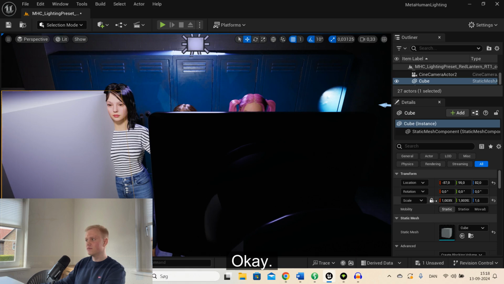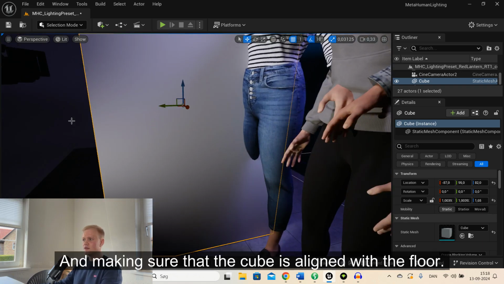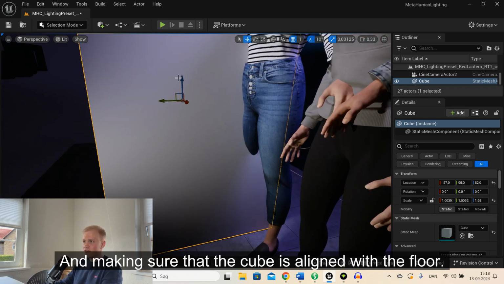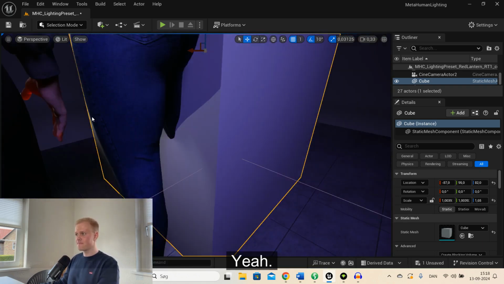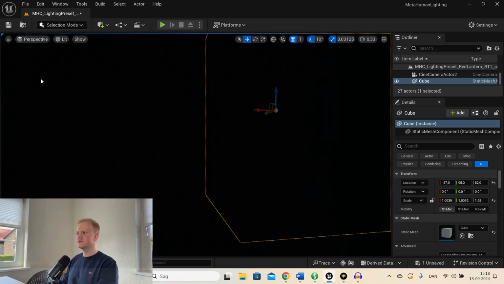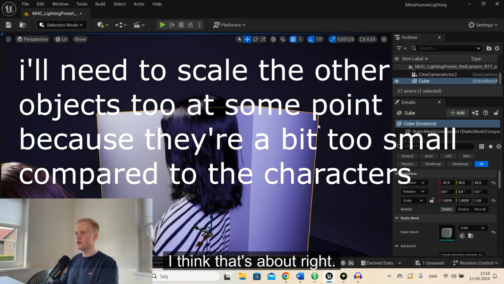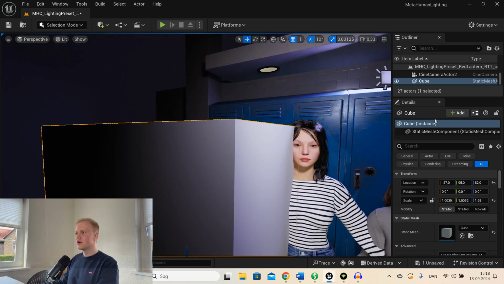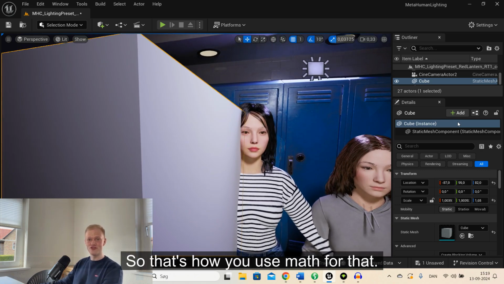Let's try Daisy, 165, was it 165? And making sure that the cube is aligned with the floor. Yeah, I think that's about right. Yeah, it seems pretty perfect. So that's how you use math for that.